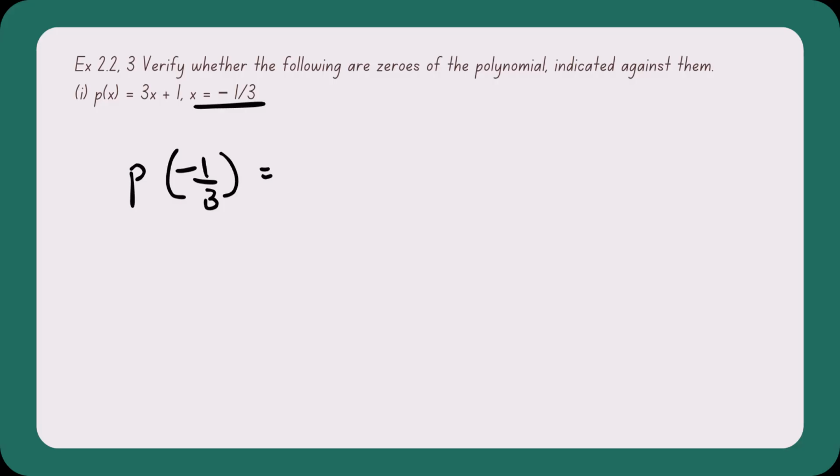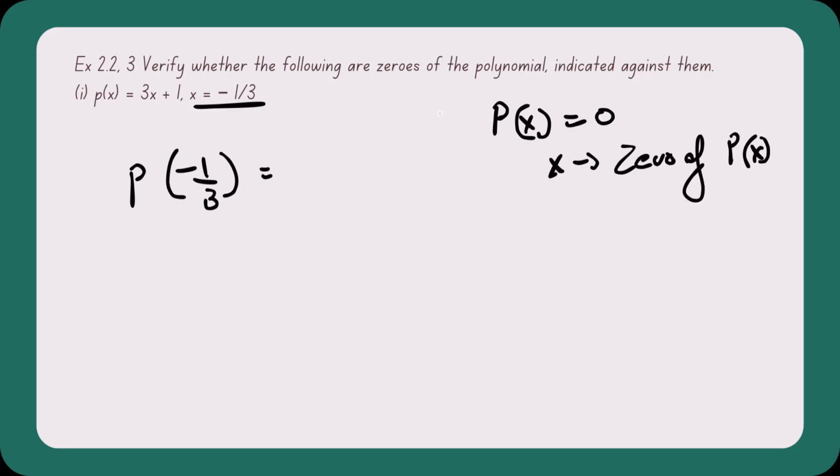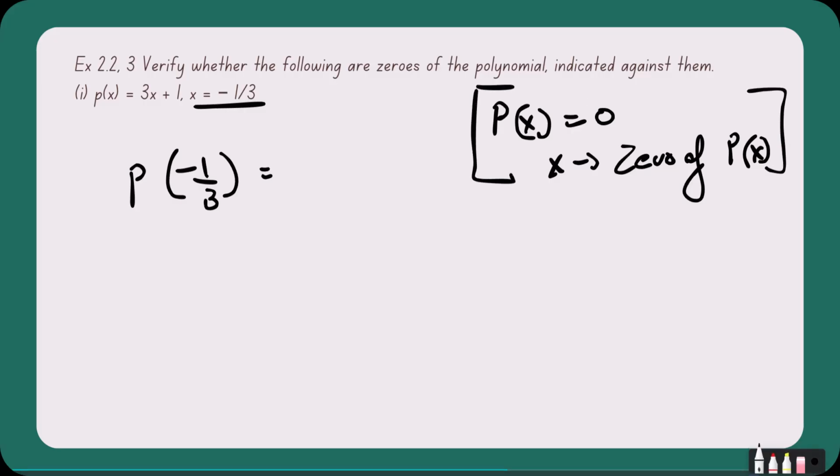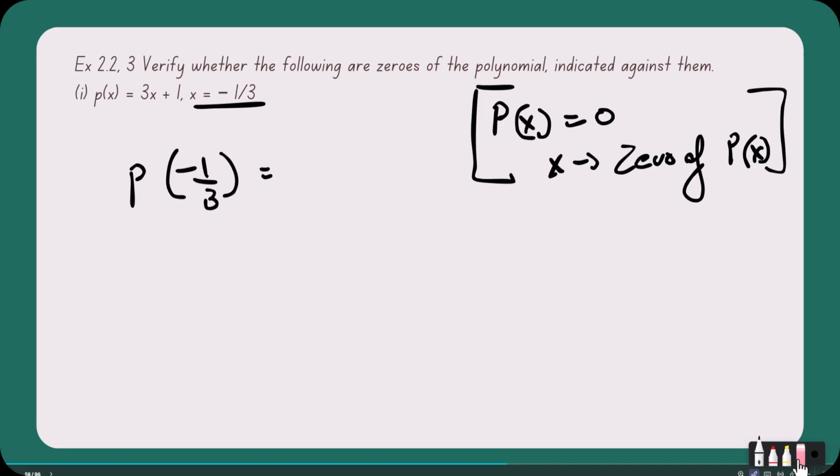Verify whether the following are zeros. When is it 0? When p of x is equal to 0, x is equal to the 0 of the polynomial. Yes, 0 of p of x. So instead of x, I can rewrite it and say a, which is much easier to understand. So I'll say p of a is equal to 0. That means a is the 0 of the polynomial p of x. Now it's much better, right?